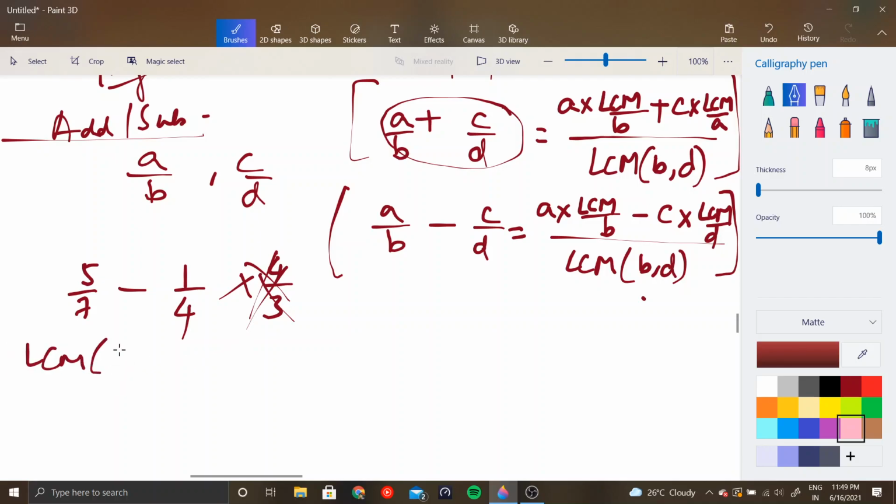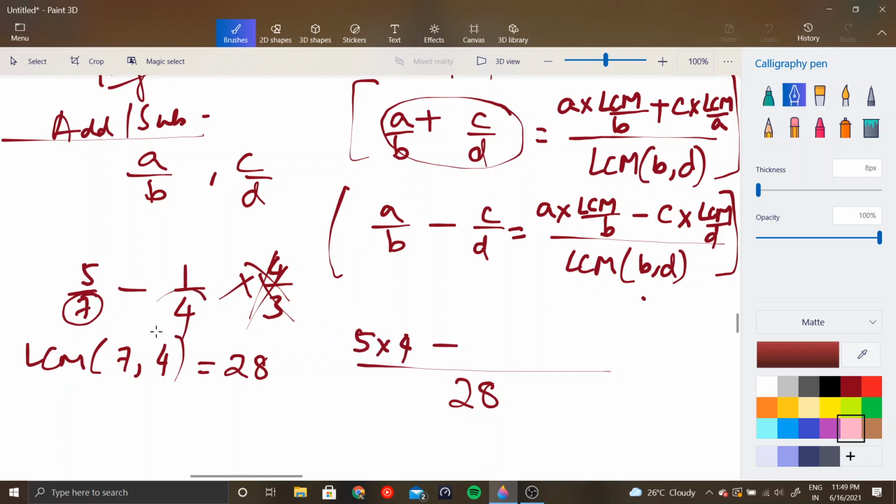Find the LCM of 7 and 4. What is the LCM of 7 and 4? It's 28 basically. So 28 is your denominator. Now, how much is 28 by 7? So what you do is, you do the similar thing as you did in your like fractions. In order to convert this into a like fraction, you multiply by 4. So 5 into 4, right? And you have 4 here, so divide 28 by 4, you have 7, right? So you have 20 minus 7 by 28, that is basically 13 by 28, and not 4 by 3, of course. So I hope this is clear.